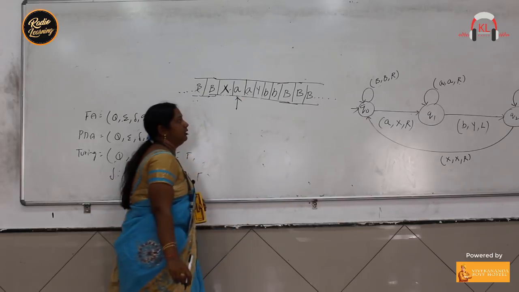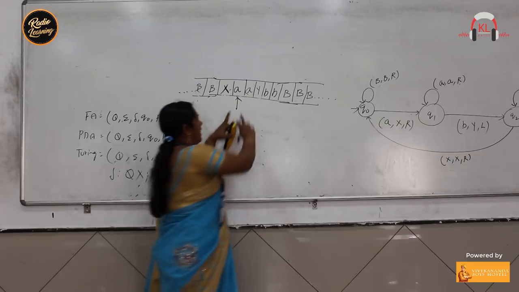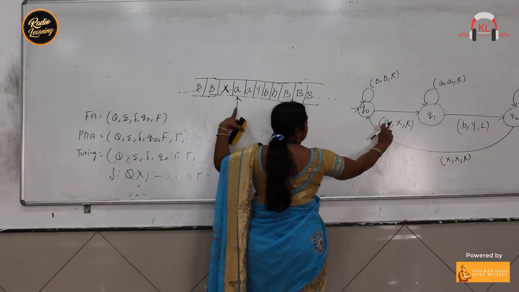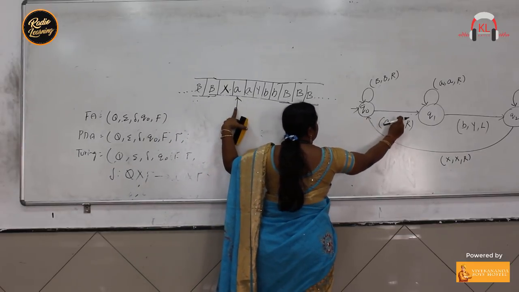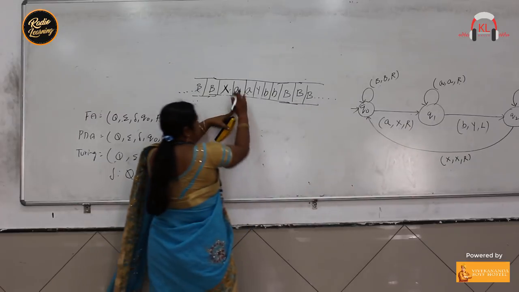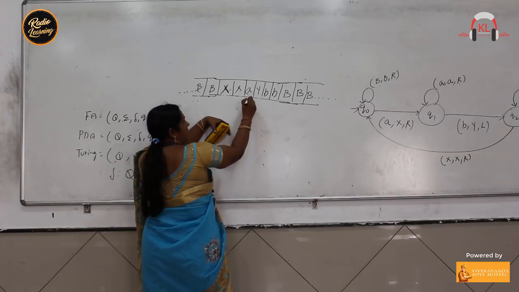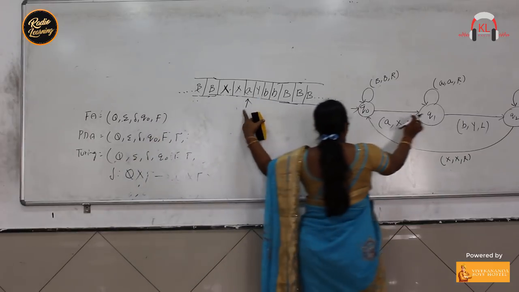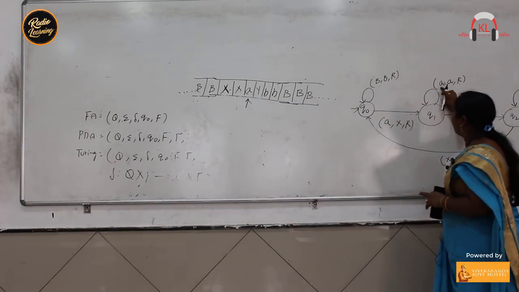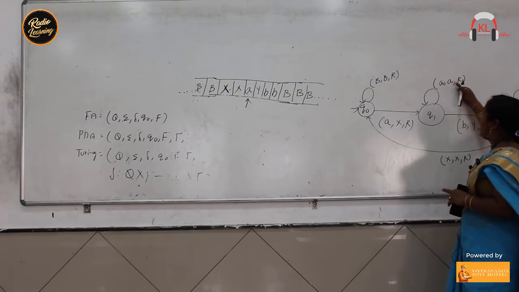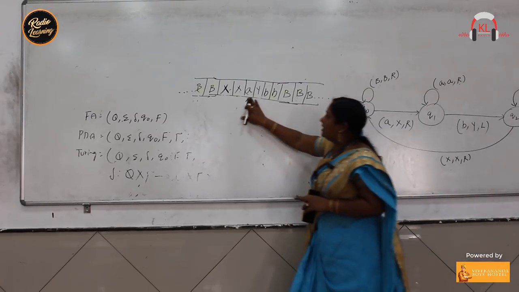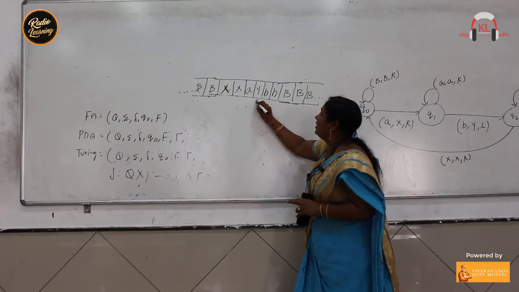Now my finite control unit is pointing to A. Again I found A here. So whenever you find A, what I'm doing? Marking with X and moving right. So this one is marking with X and moving right. Now I found again here A. What I'm doing if I find A? Keep A as it is and move right. Now I am keeping this A as it is and I am moving right.